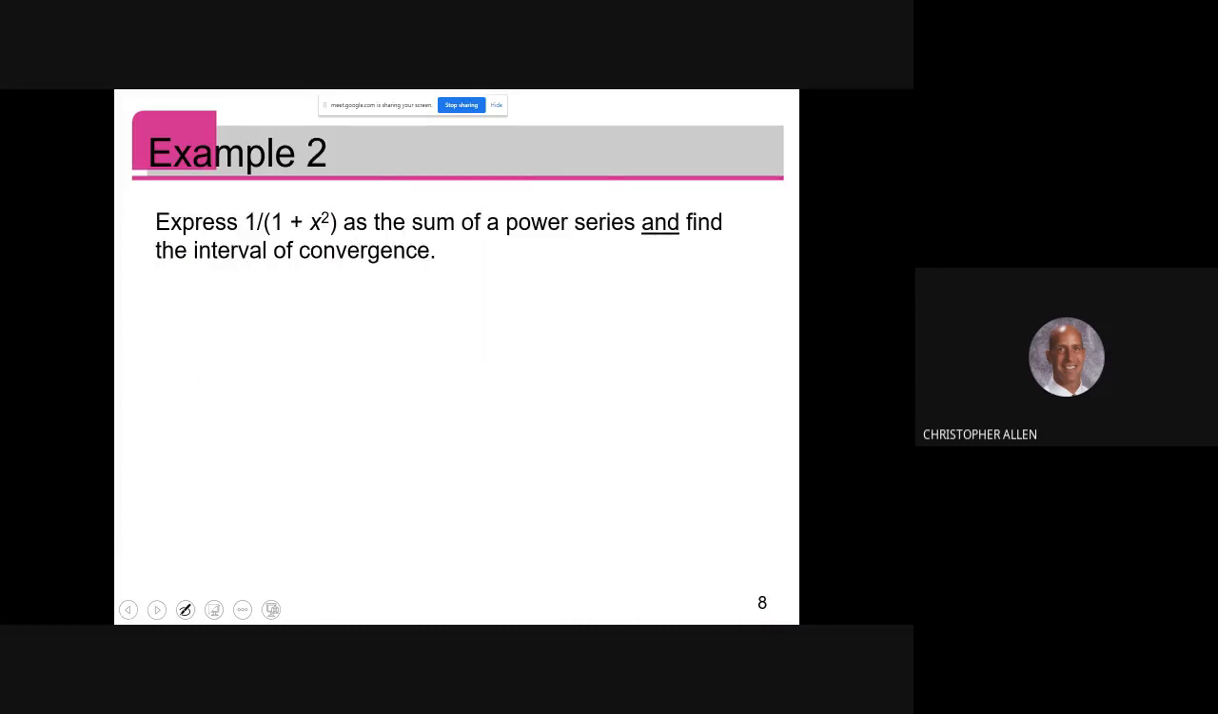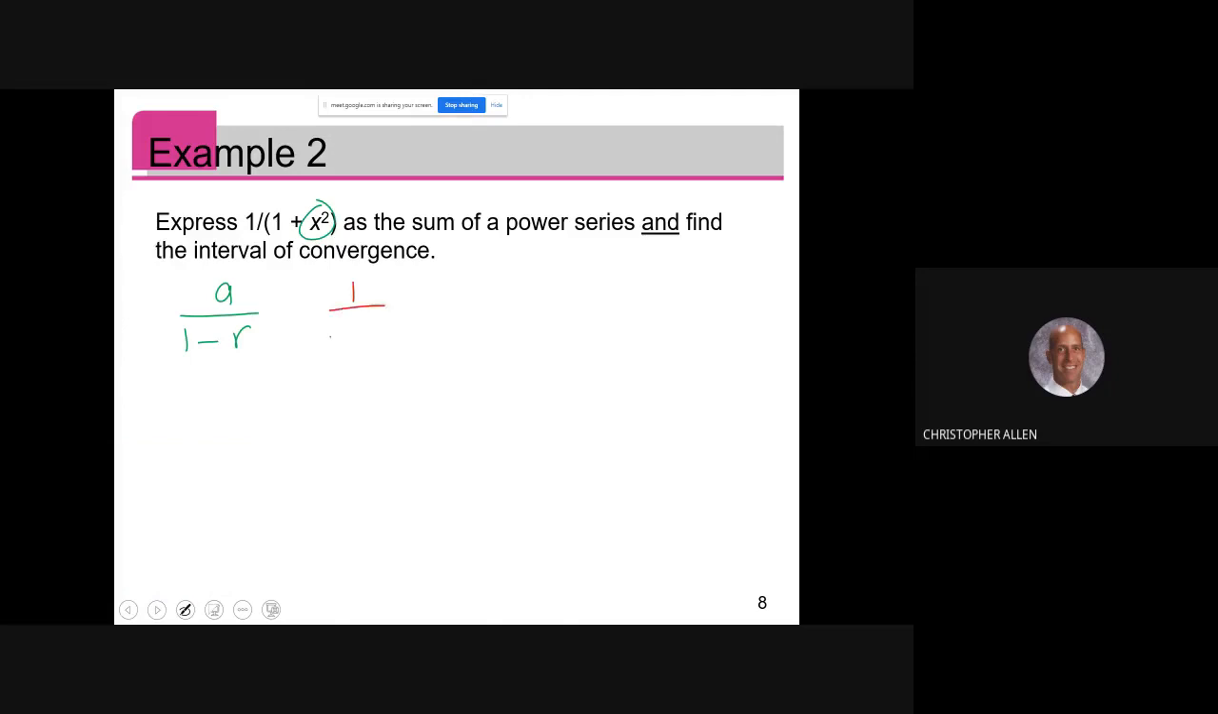Express 1 over 1 plus x squared as the sum of a power series and find its interval of convergence. Now, I'm going to tell you right now, this looks harder, doesn't it? Doesn't this look way harder? It looks harder because you're thinking, wait a minute, Mr. Allen, you said I want 1 over 1 minus r. This is squared. Oh my gosh. Oh, and there's no minus. It's okay.